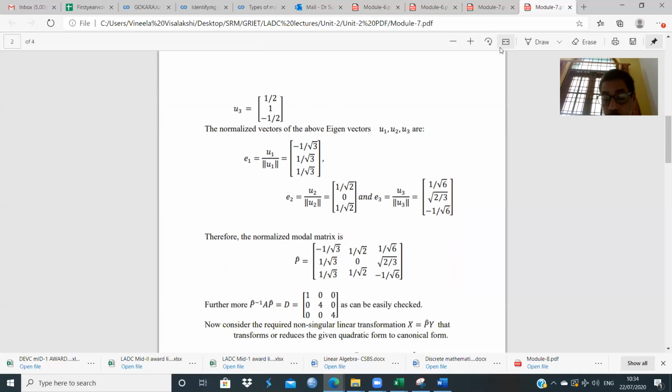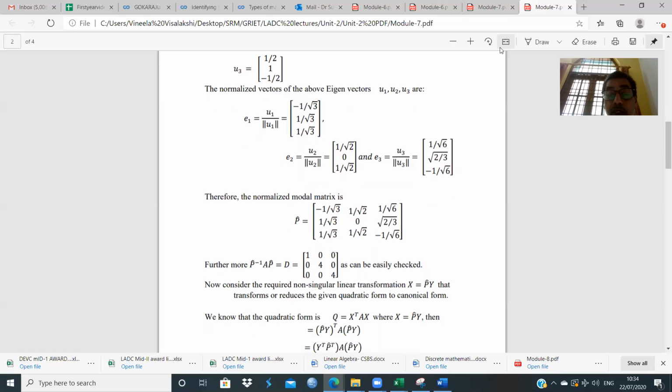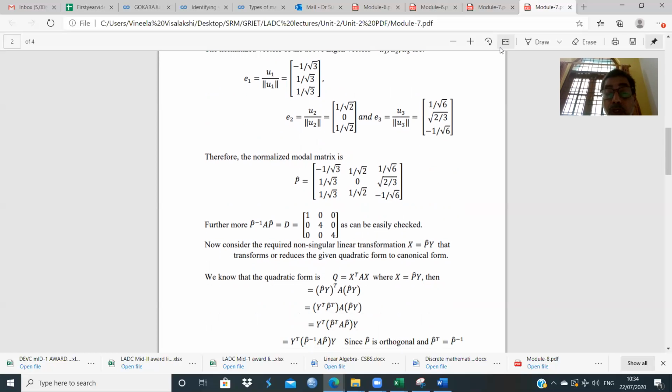So one of the key issues about reduction to canonical form is that the matrix P should be orthogonal. And whenever repeated eigenvalues arise, we may start with non-orthogonal vectors, but you have to make them orthogonal using the Gram-Schmidt process. And once all the vectors are available, you normalize them and store it in P. Then we diagonalize using P transpose AP or P inverse AP, and we get the diagonal matrix.